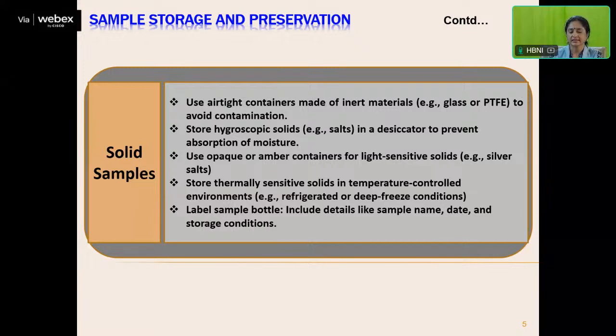Sample bottles should be labeled with details like sample name, date, and storage conditions. Because it is not that you are receiving only a single sample at a time. There may be a large number of samples. So if you are not labeling it properly, then there can be an exchange of samples and the sample may lose its identity. And therefore, you have to include details like sample name, date, storage condition, etc. on a sample.